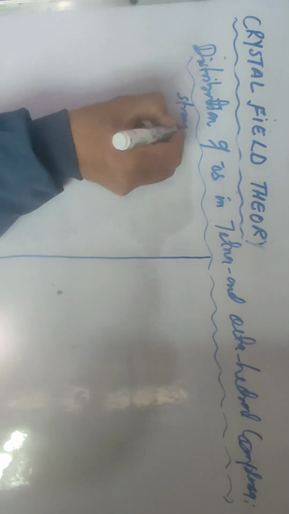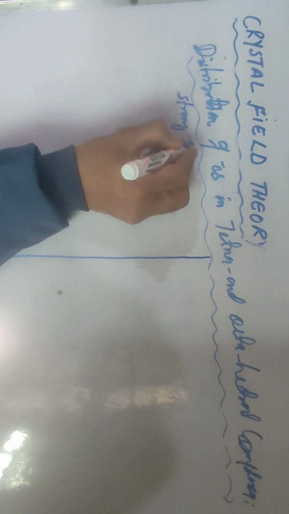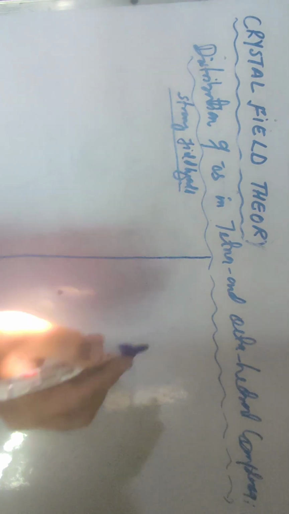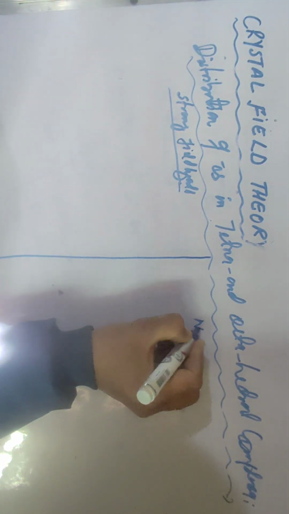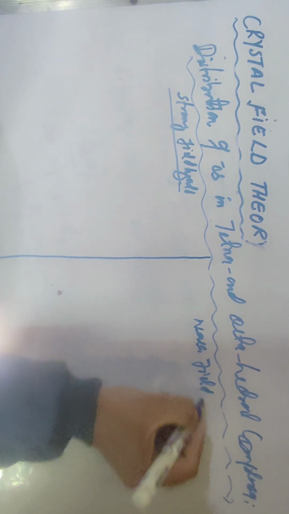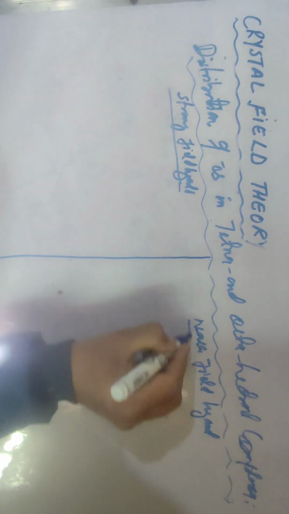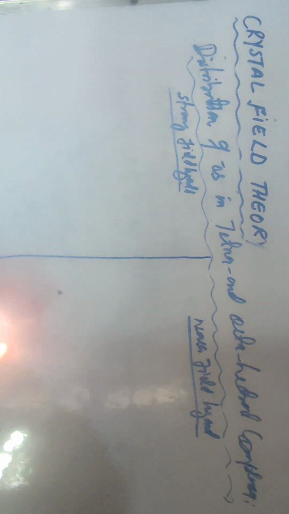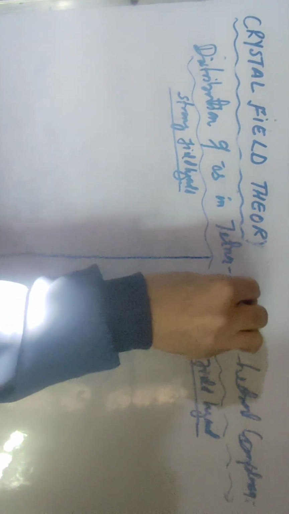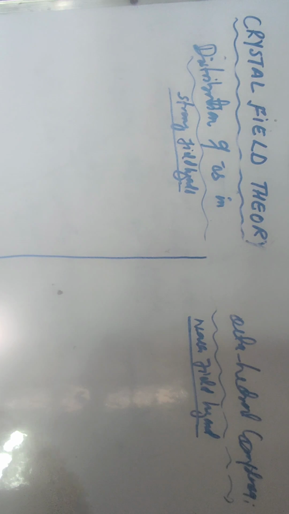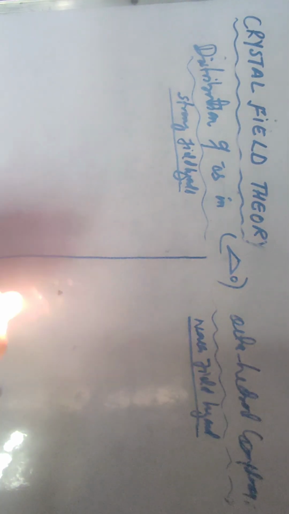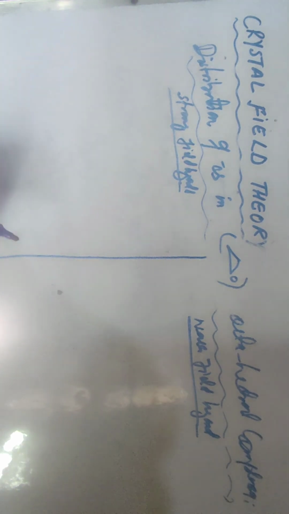If you have strong field ligands, you have low spin; if you have weak field ligands, you have high spin. So that means here you have weak ligands and here you have strong ligands. First we will consider only octahedral complexes. Now, the distribution of electrons in octahedral complexes first. So first we will consider octahedral complexes, then we will take tetrahedral complexes.